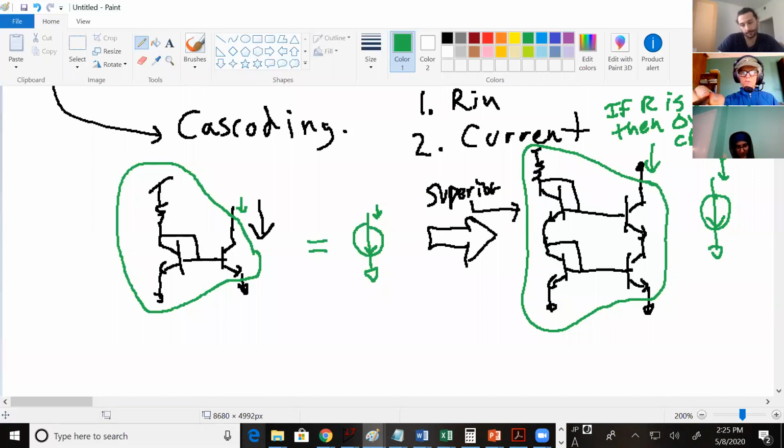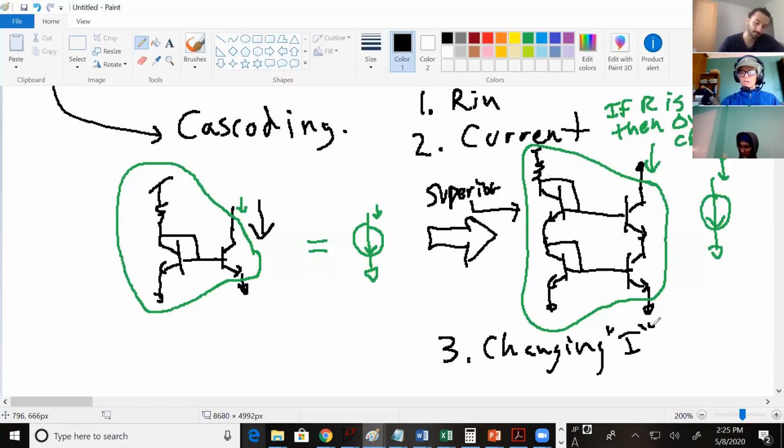See if I can leave this on the screen for a minute. Third, is there some place that we can use kind of the inverse of the rule? So changing I, so current, changes. So if you have a big resistor and you change the current, what happens to the voltage across the resistor?